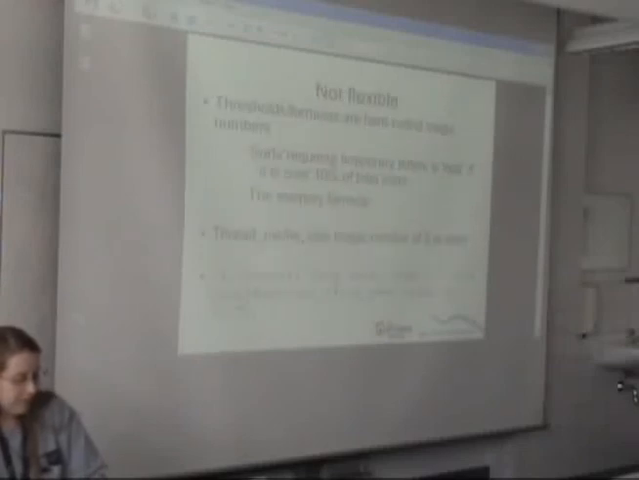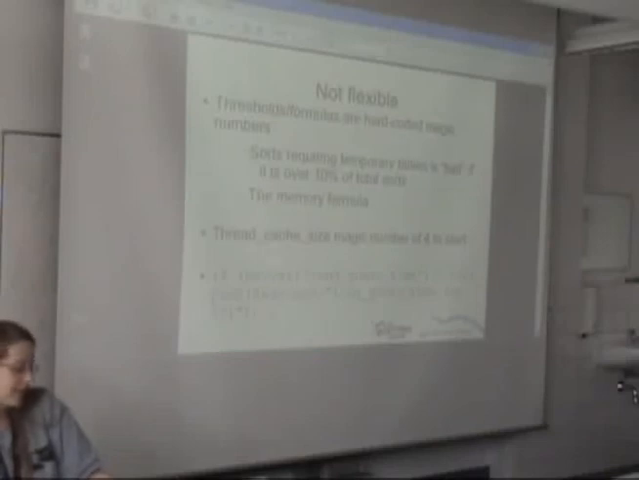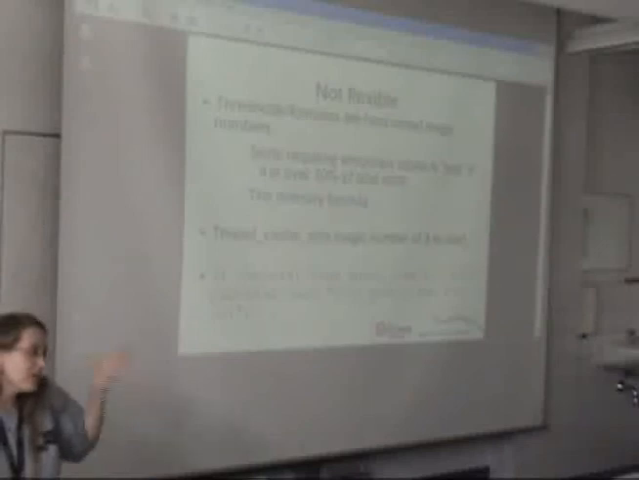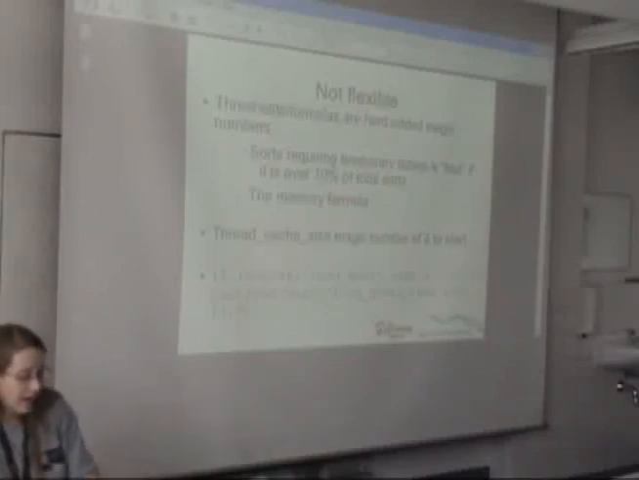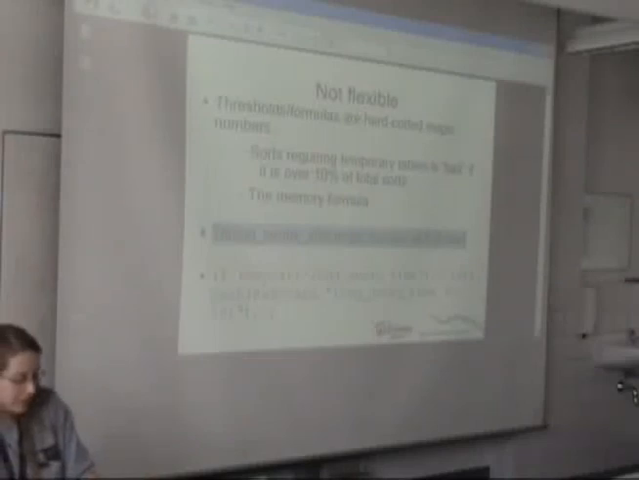So it's also not flexible. The thresholds are hard-coded magic numbers. You know, the sorts requiring temporary tables is bad if it's over 10% of total sorts. Maybe you do a lot of sorts. I don't know. Maybe you want it to be less than 10%. You want a warning on the memory formula. The thread cache size is a magic number of 4 to start, we saw that.